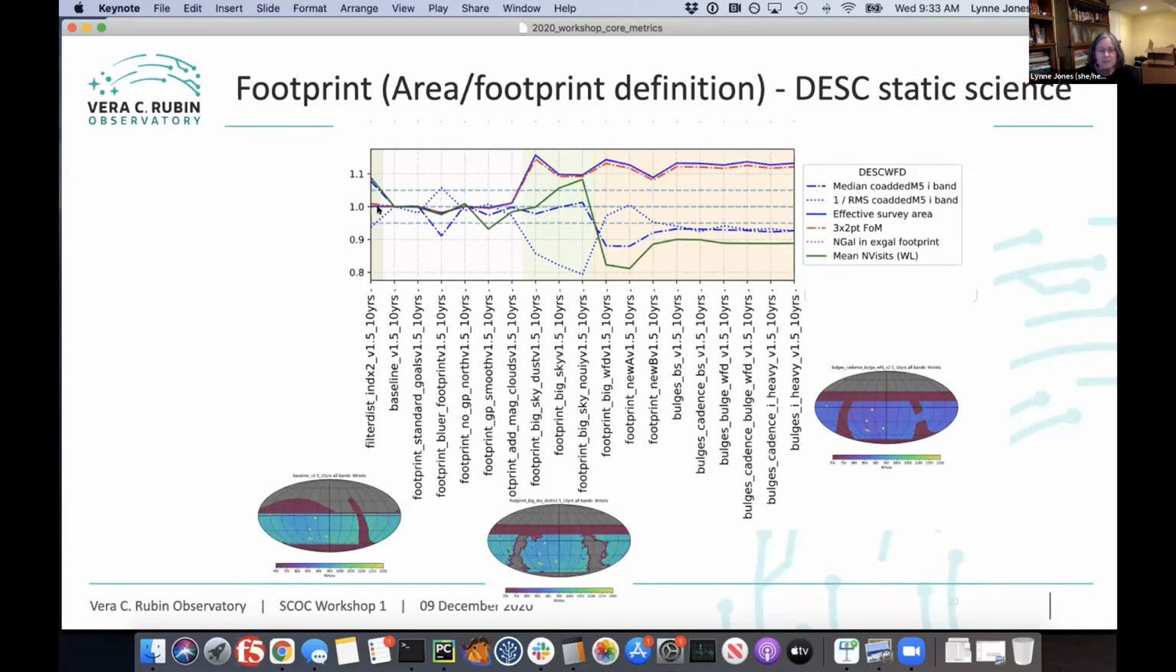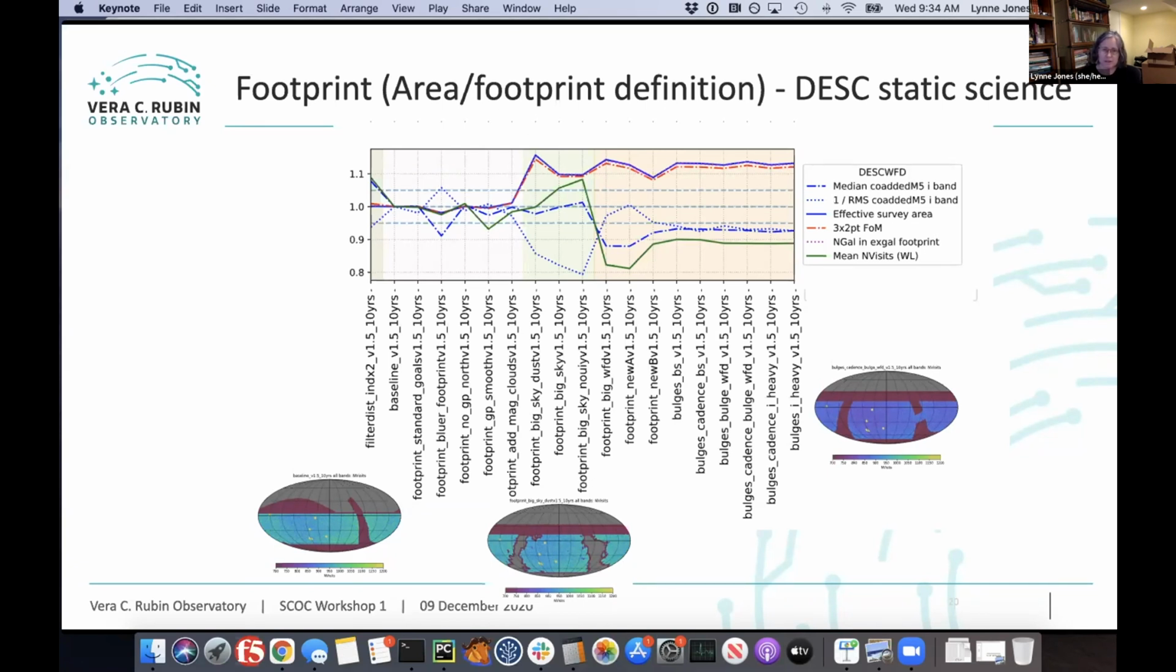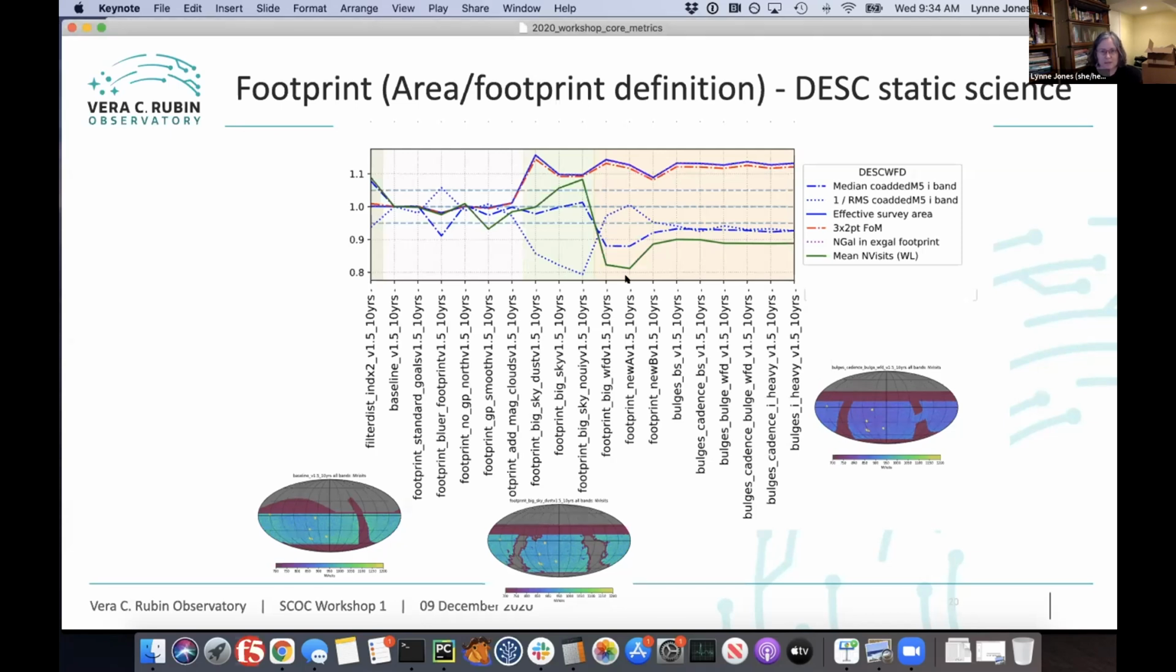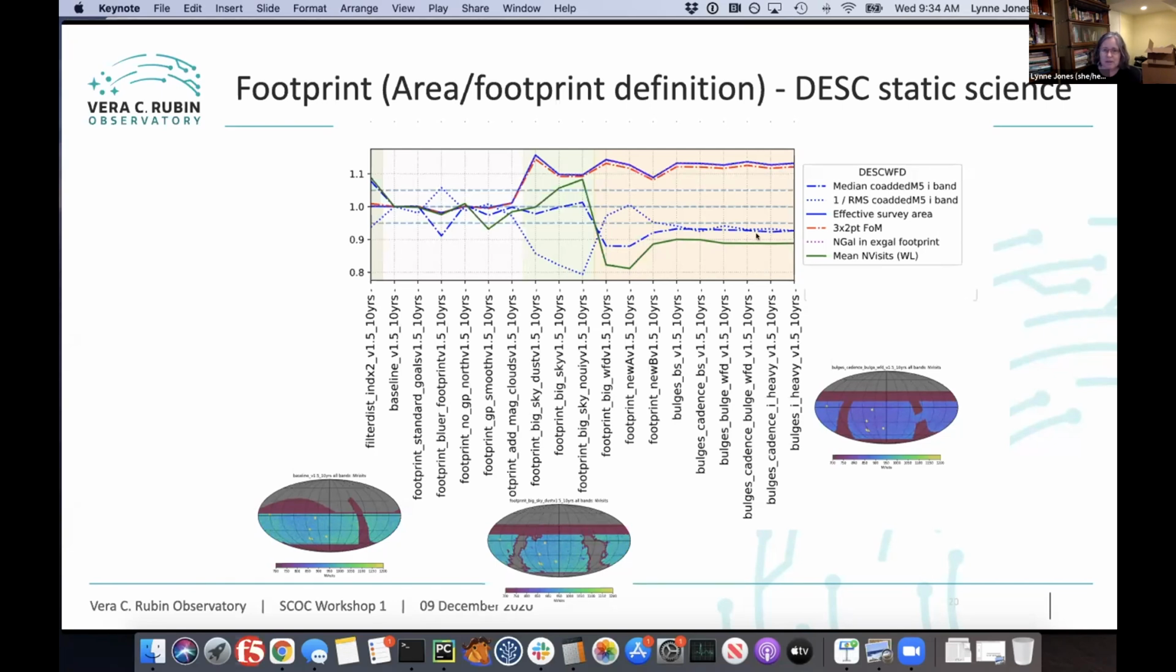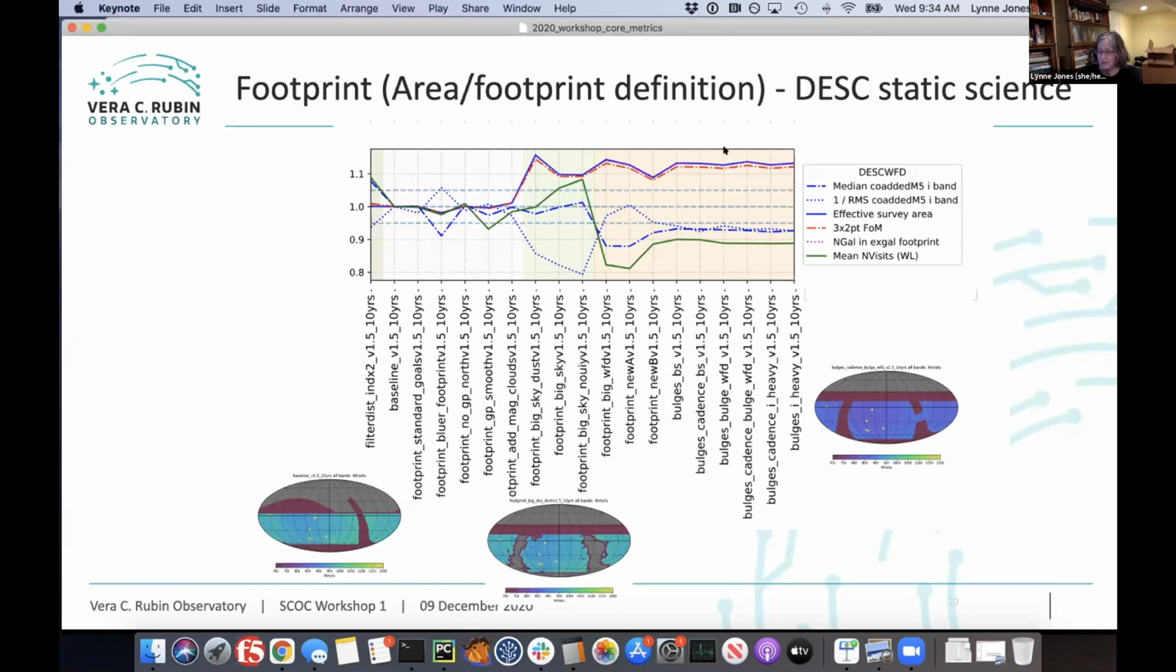The DESC Wide-Fast-Deep metrics, however, improve. Even though you have fewer visits per pointing, the footprint is more suitable for the extragalactic science because we're increasing the amount of area that's in that low dust extinction region. The mean visits per pointing for weak lensing drops because we do have fewer visits per pointing. Again, this is a metric that probably needs to include seeing and maybe some other aspects, but this is very nice.